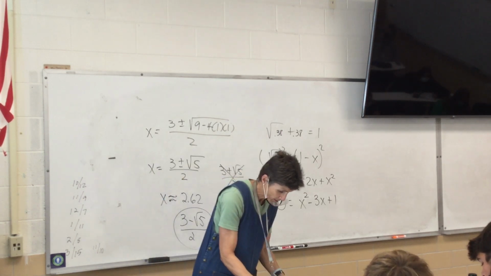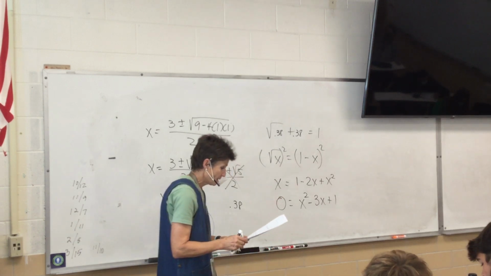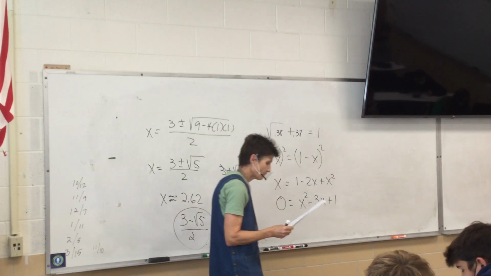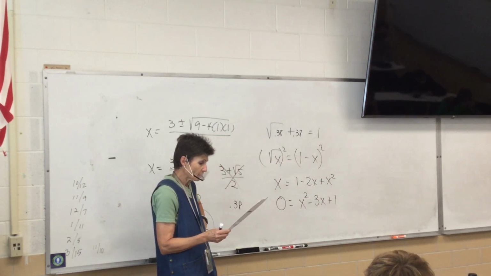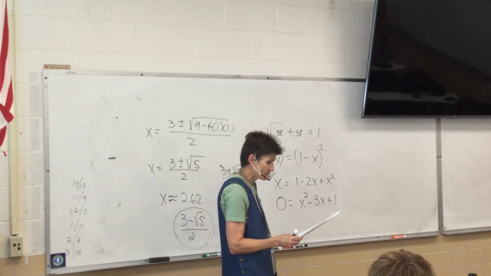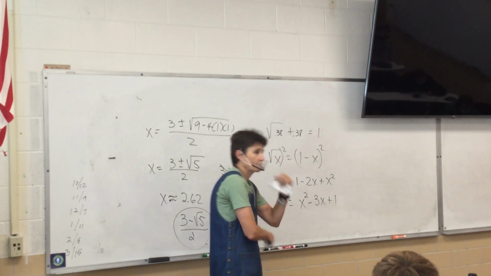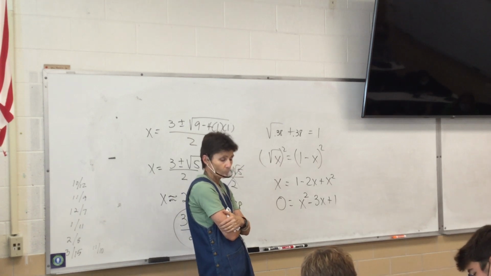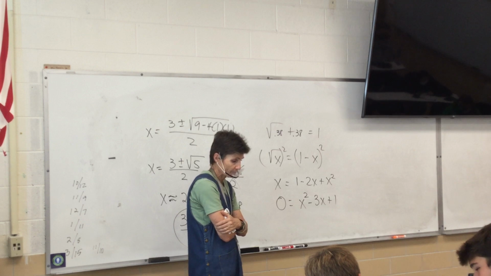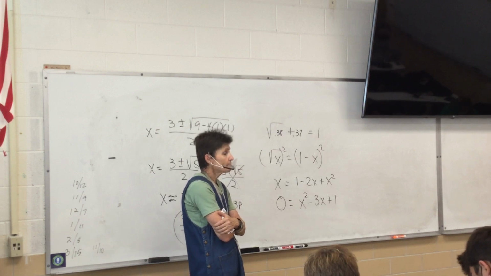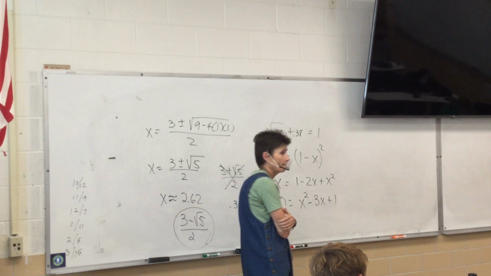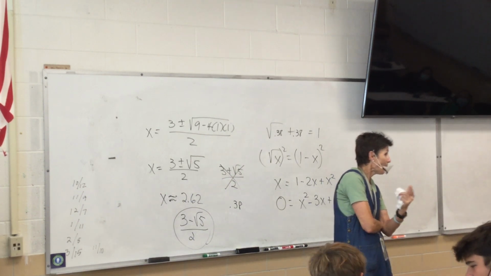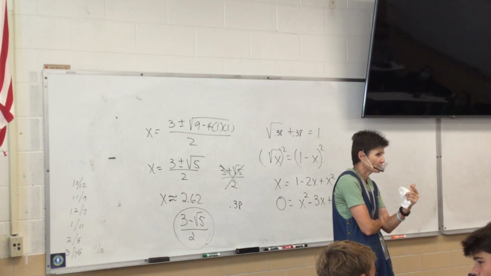Okay, next, another model is a graphical model. The graph below shows the distance from home against time for a jogger. Using information from the graph, write a paragraph describing the jogger's workout. What do you think? Who has an idea? Hank? The jogger runs away from home and then goes back and then runs away again and then goes back. So it's like he or she makes 2 laps, like if you run around your neighborhood twice.